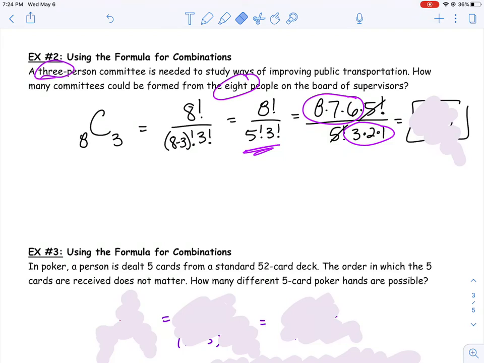If you have 8 people on your Board of Supervisors and you need to pick 3 people to be on your committee, you have 56 ways of picking 3 people to be on your committee if you have a choice of 8 total.